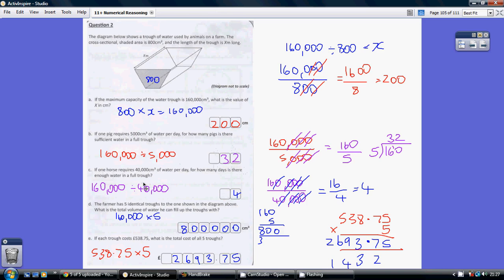Now, a horse requires 40,000, trough 160,000, so how many, given this is per horse, we've got to do 160,000 divided by 40,000, cancels to 16 over 4, which is 4 horses.